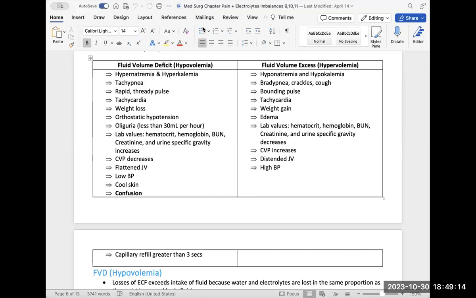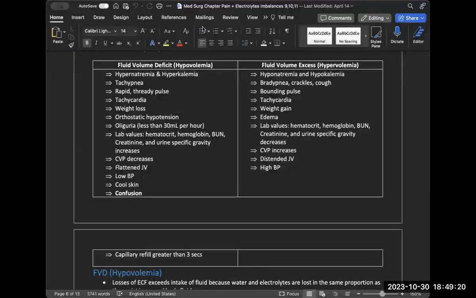Lab values. This becomes very important because when you're looking at labs for someone who's dehydrated, you expect all of them to increase, okay? You expect your creatinine to increase, your BUN to increase, your hematocrit, and your hemoglobin. This is because you're losing that volume and that fluid, which is going to, as a result, make everything increase as a compensatory mechanism.